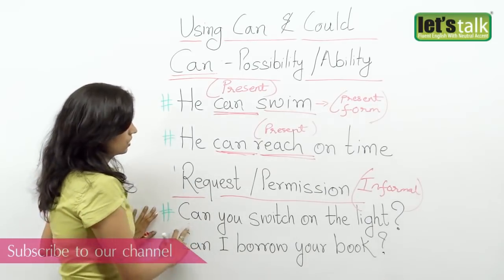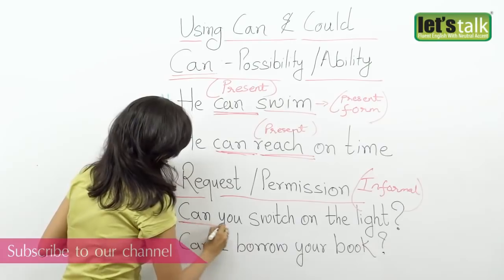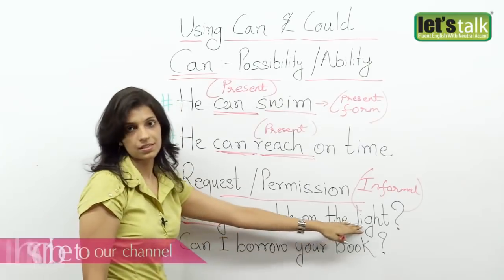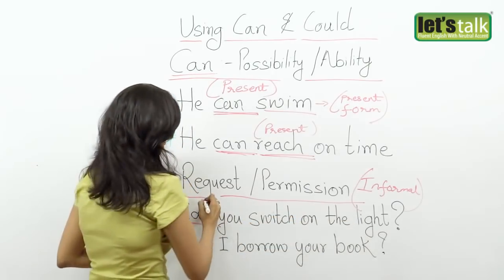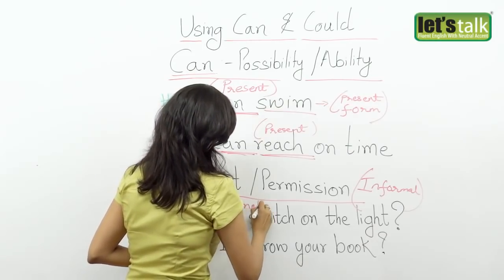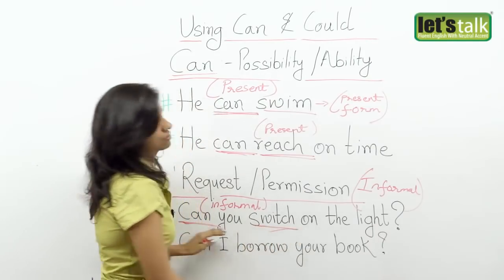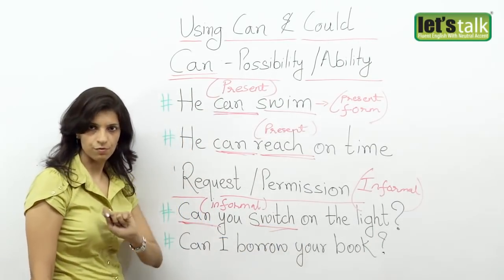Alright. So here I have an example. Can you switch on the light? So you're making a request. Can you switch on the light? Here, an informal way to say it is can you switch on the light. Like you can see, the verb switch is again in the present form.